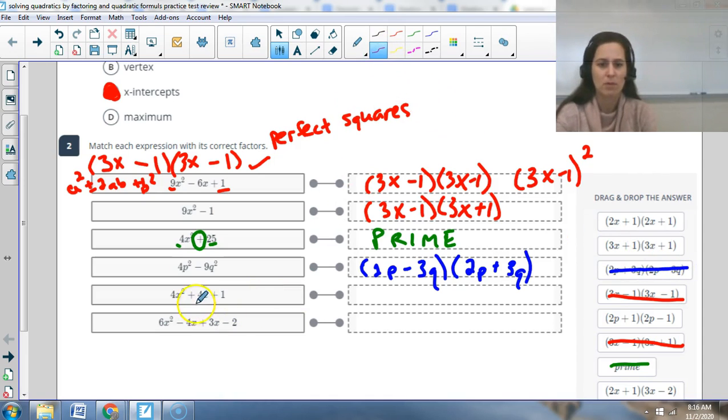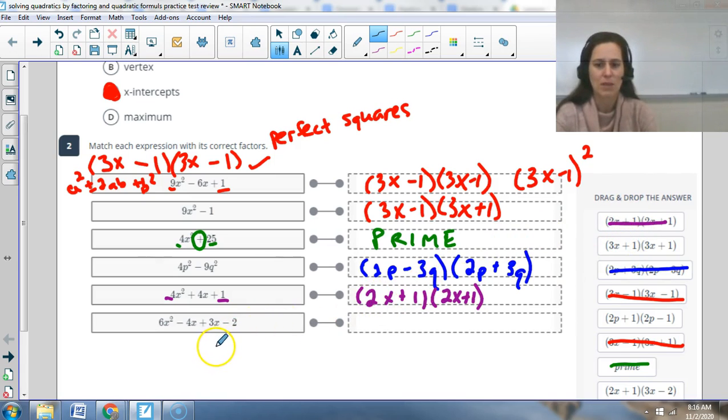And then purple, notice that we have the perfect squares again, first and last. If I take the square root of the first term, that's 2x, and the square root of the last term is 1. So 2x times 1 is 2x, times 2 is 4x, because I'm using this formula to check to see if it's a perfect square, and it is. So that means it would be 2x plus 1 and 2x plus 1 again. That's the same thing as writing 2x plus 1 squared, but in our choices right now, they don't have it as a quantity squared.